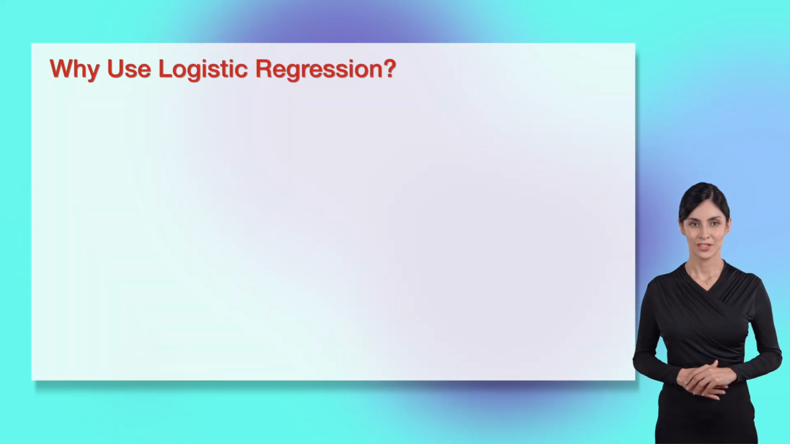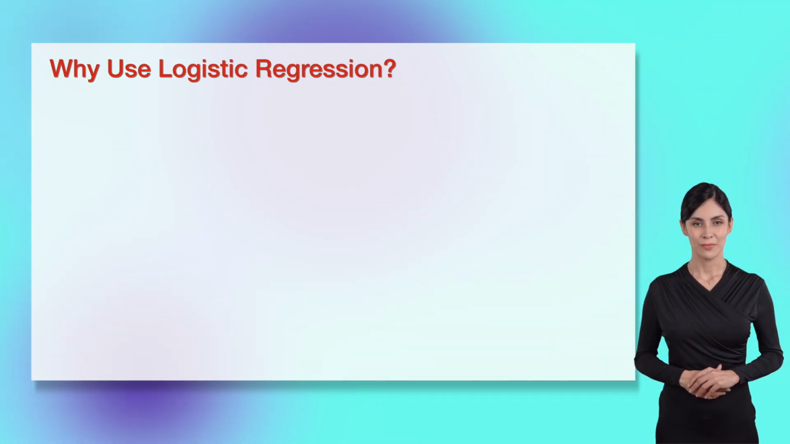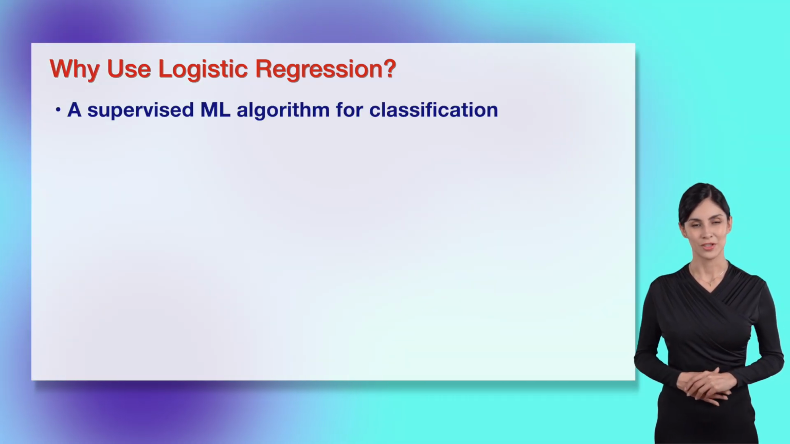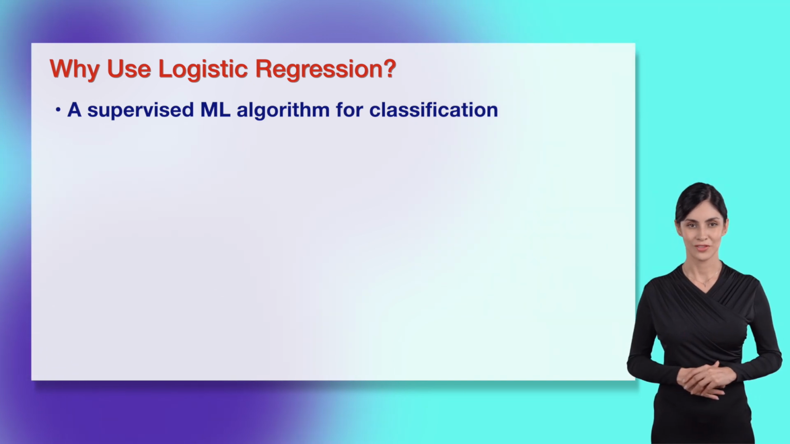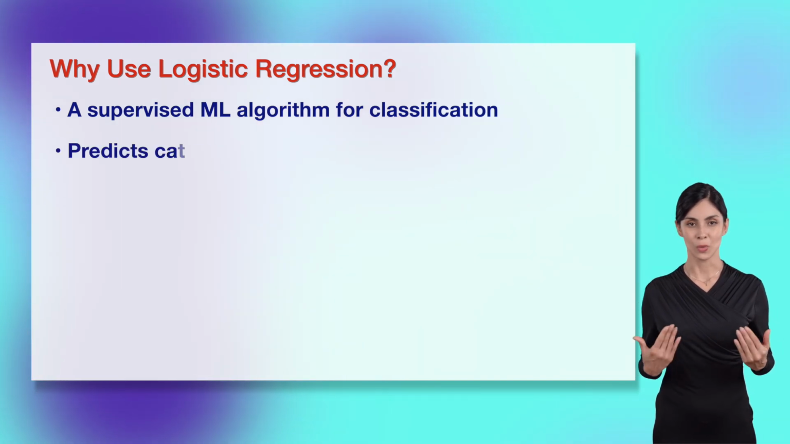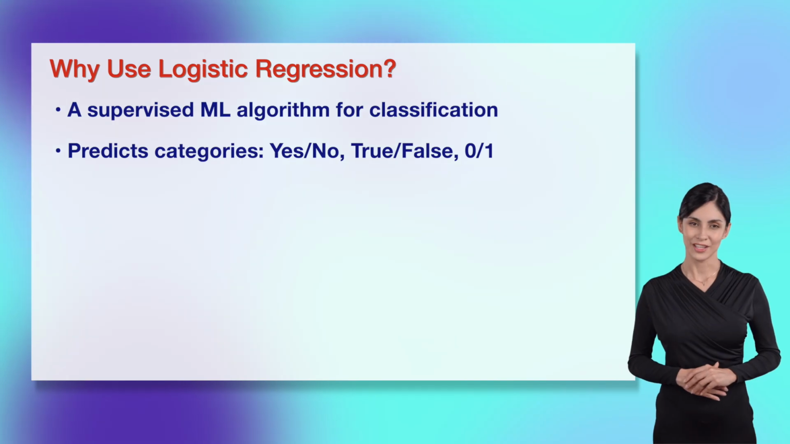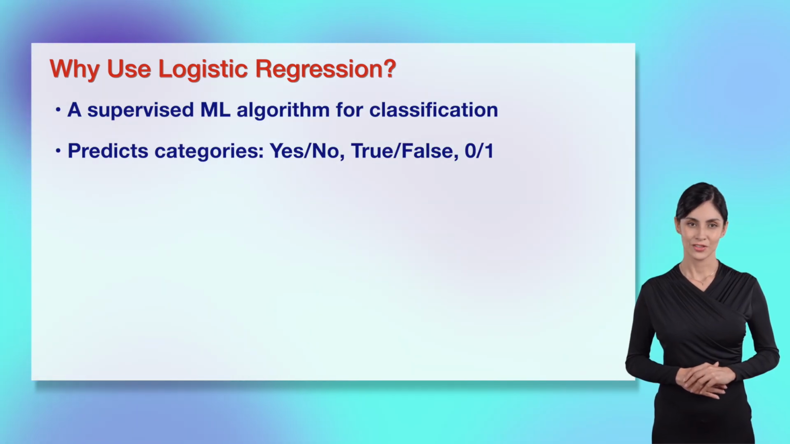Why use logistic regression? Let's find out. I'm so thrilled to share its benefits. It's simple and interpretable, making it perfect for classification tasks, especially for beginners starting out. It works wonderfully for binary classification problems, where we need to choose between two categories. It's fast to train and easy to understand, saving us time while delivering clear results.